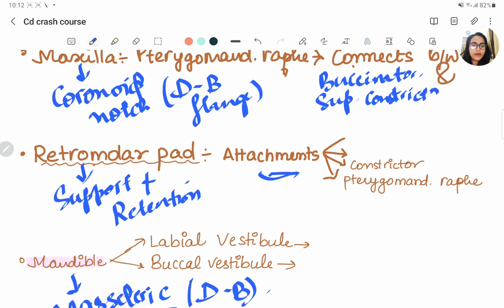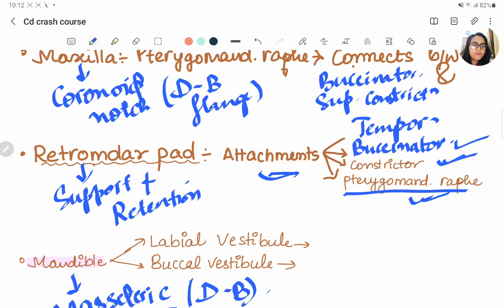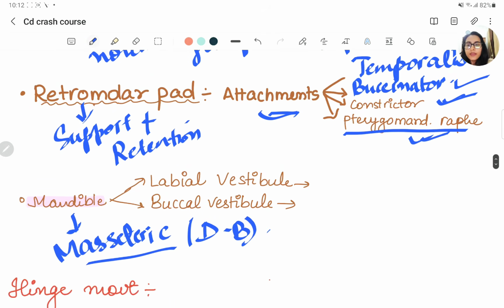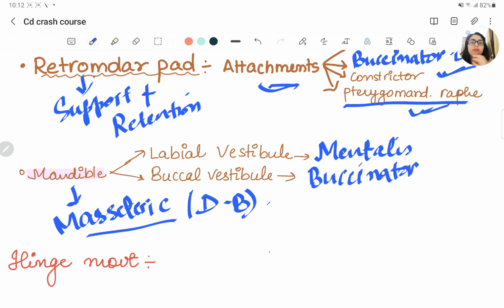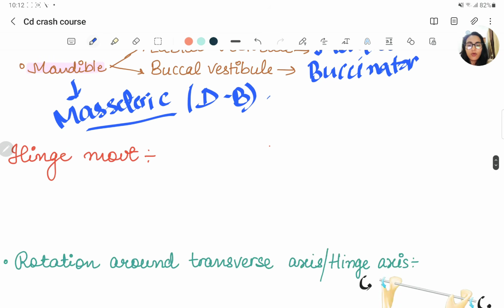Attachments of the retromolar pad are via the constrictor and pterygomandibular raphe, right? In the pterygomandibular raphe, we have two muscles, buccinator and superior constrictor. So we are already done with three: buccinator, constrictor and pterygomandibular raphe. Another one we have is the temporalis. Then in the mandible, labial vestibule, we have mentalis activity, and buccal vestibule, we have buccinator, and labial frenum, orbicularis oris.